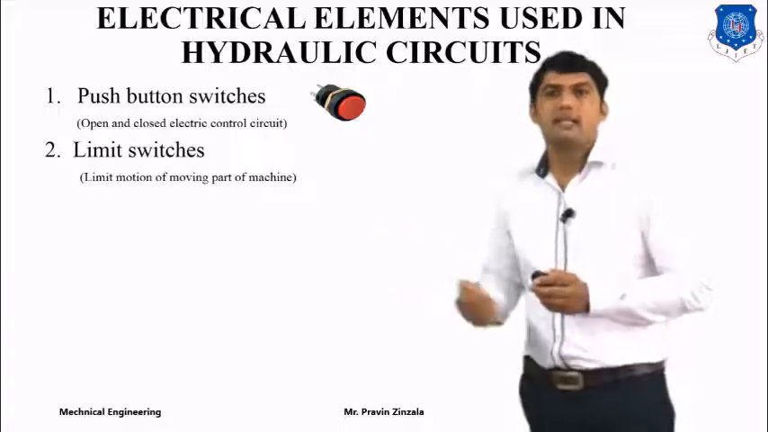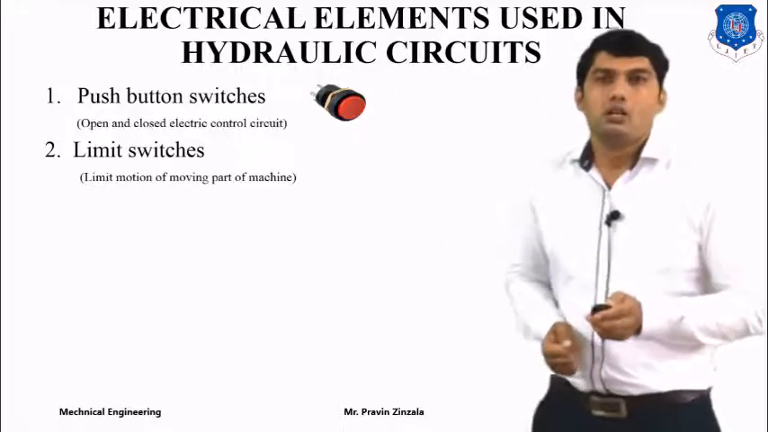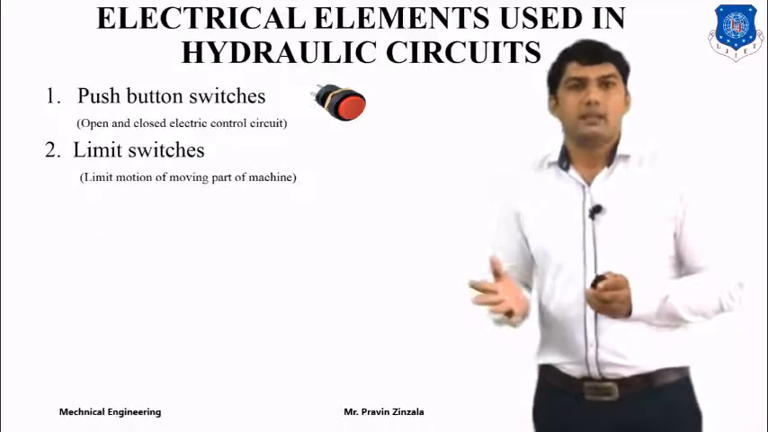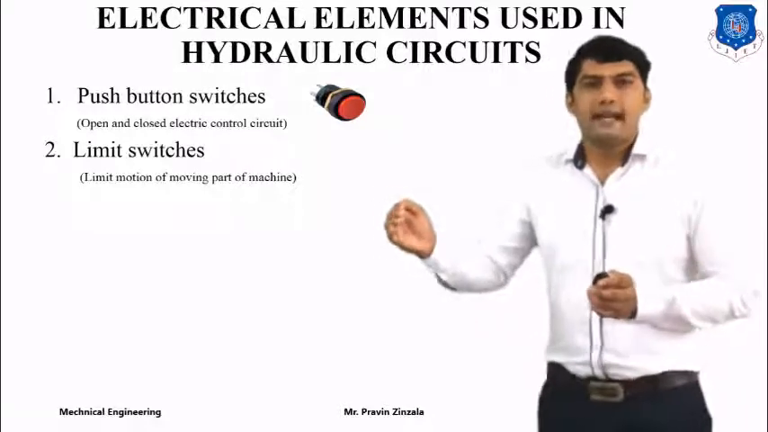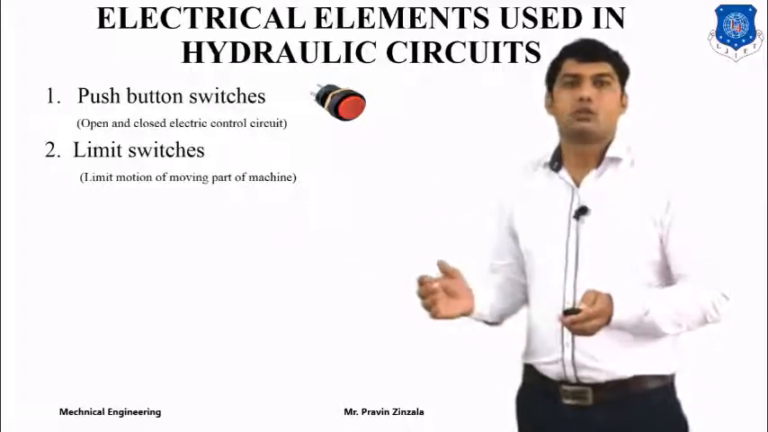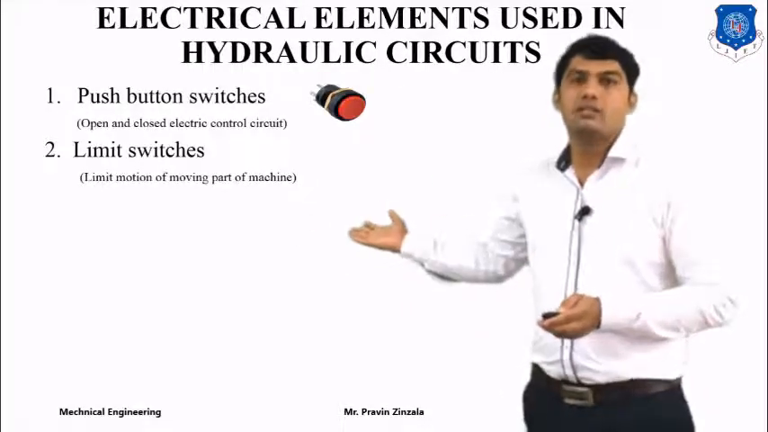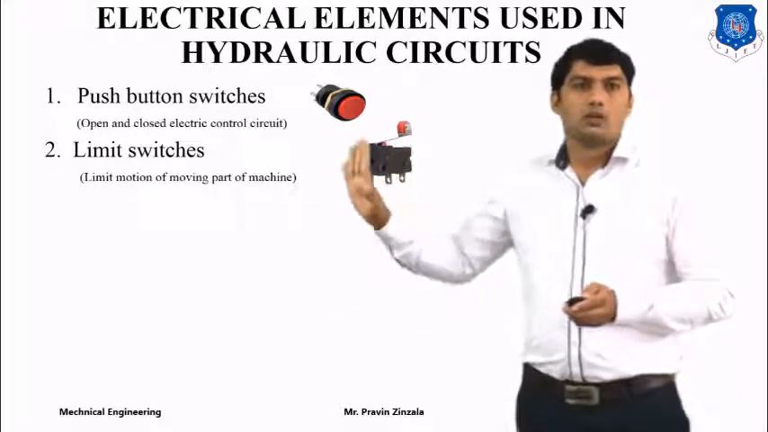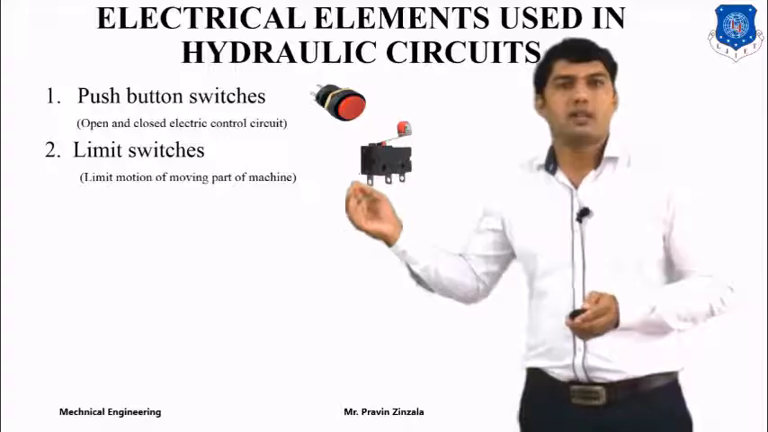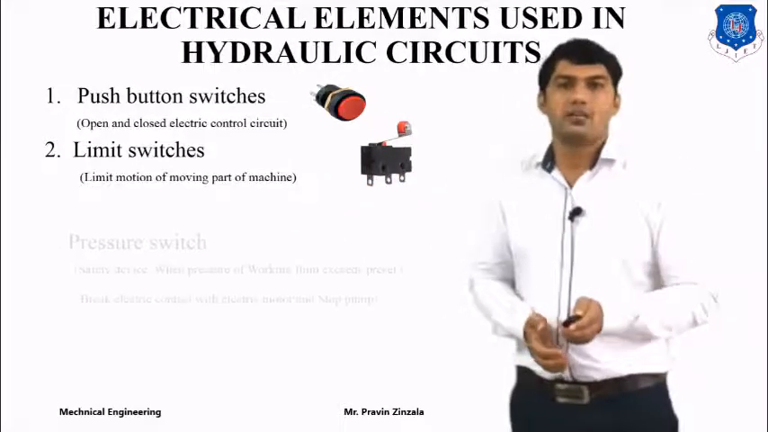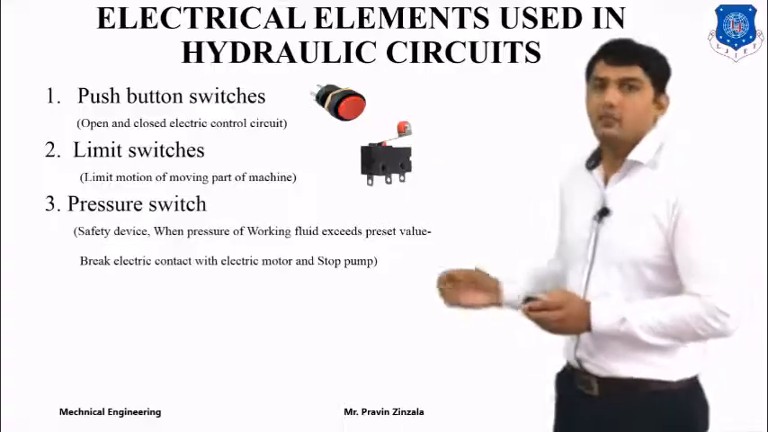Next is the limit switch. The limit switch is used for limiting the operations of a circuit. If you want to design a hydraulic system for 100 mm of extension, we have to utilize a limit switch. It is a simple device used for limiting the operations of our hydraulic circuit. Next is the pressure switch.